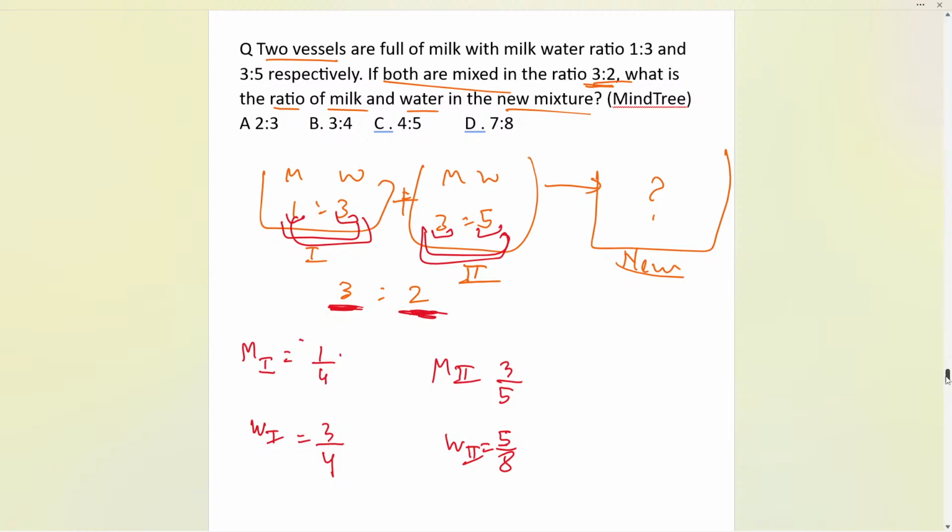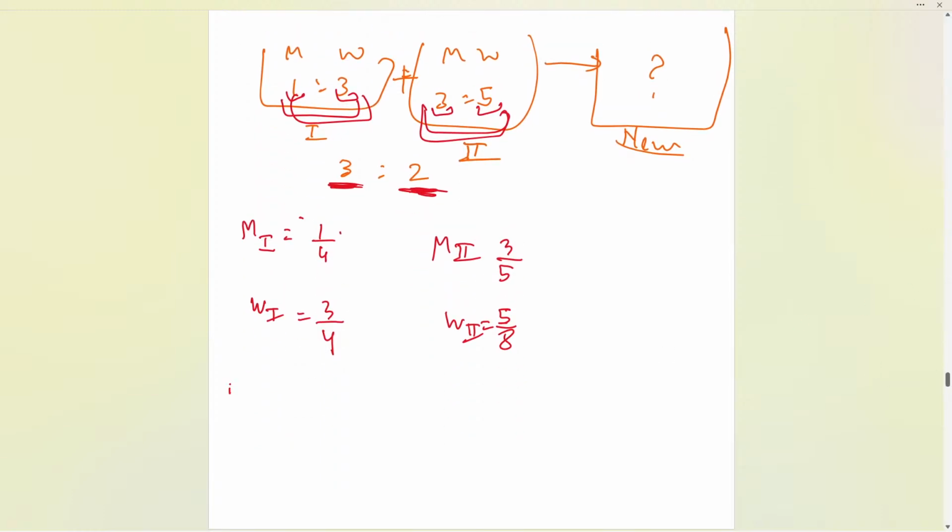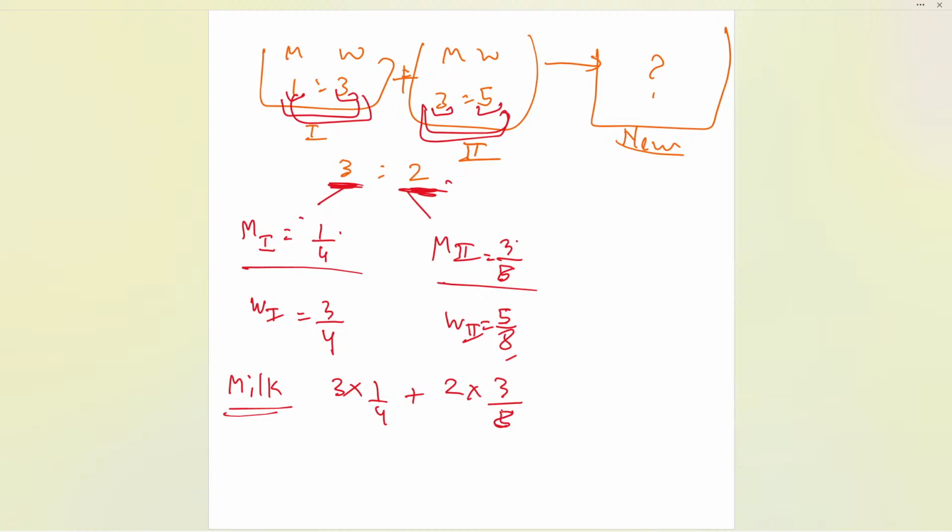Now, if I calculate overall milk, we have 1/4 and 3/5, but they are mixed in the ratio 3:2. So multiply 3 with 1/4, then we have 2 times 3/5. So we are getting 3/8, not 5, because the denominator here is 8. Now let us simplify: 2 times 4 is 8, and it is coming out to be 3/4 plus 3/4, that is 3/2.